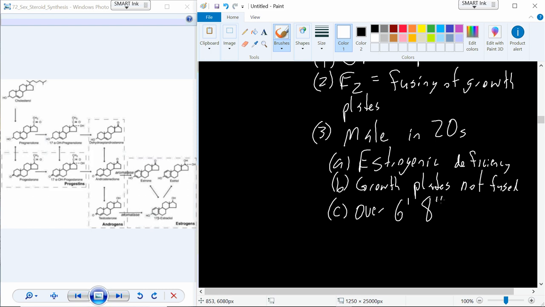The average adult height in males, like in the United States, is right around, I think it's 6'1". Right now it's kind of the accepted number. So 6'8", these people are relatively tall individuals within the human population.